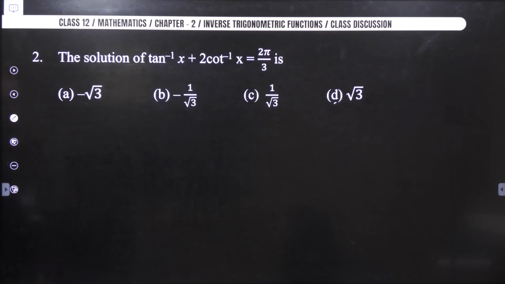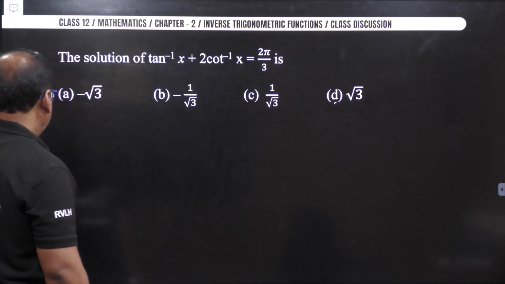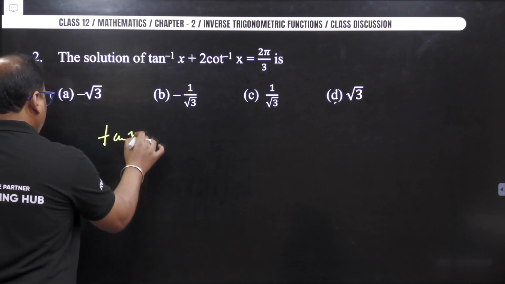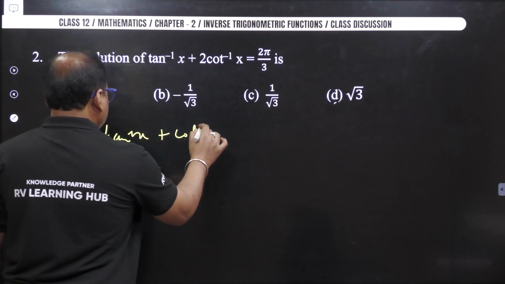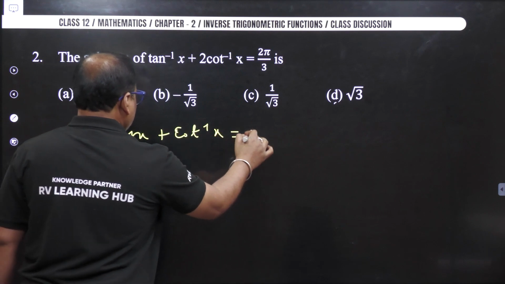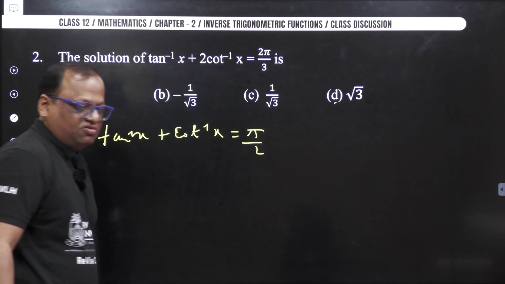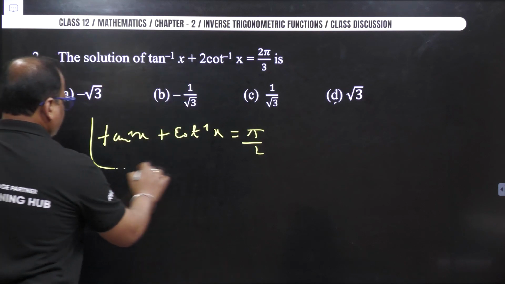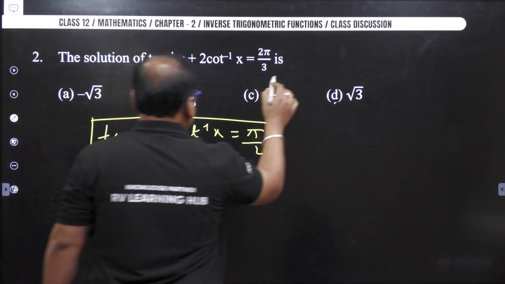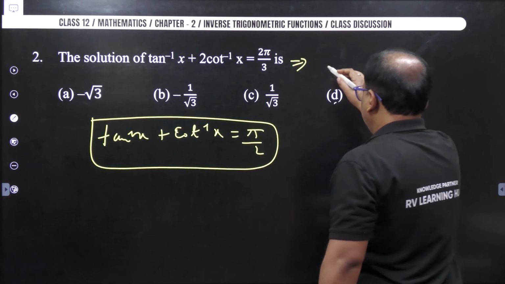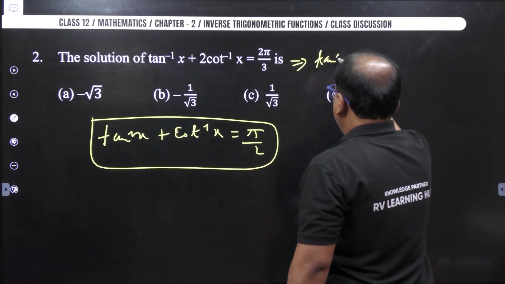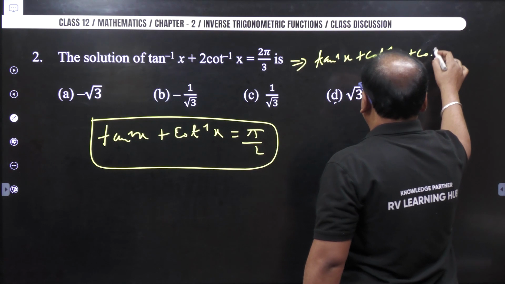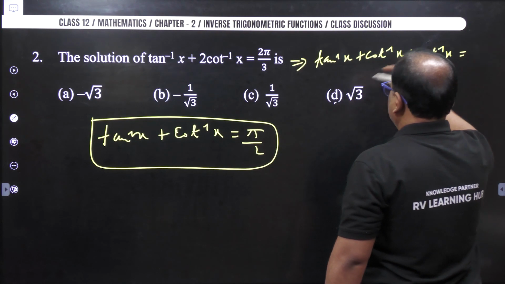Let us proceed. Second question. Students, please recall: tan inverse of x plus cot inverse of x is equal to what? It is equal to pi by 2. So I am going to split this. The given question I am going to split in the form of tan inverse of x plus cot inverse of x plus cot inverse of x is equal to 2 pi by 3.